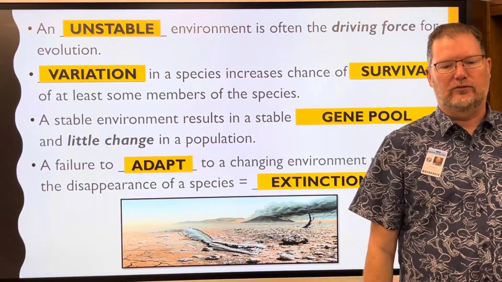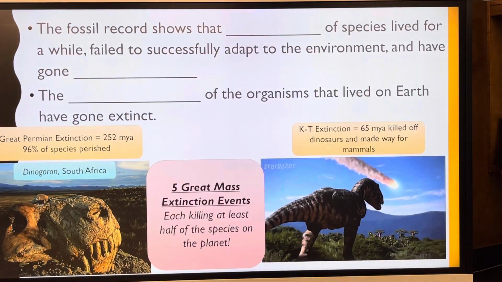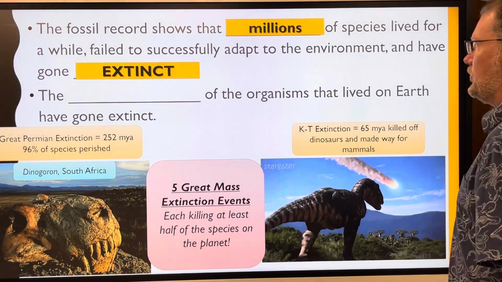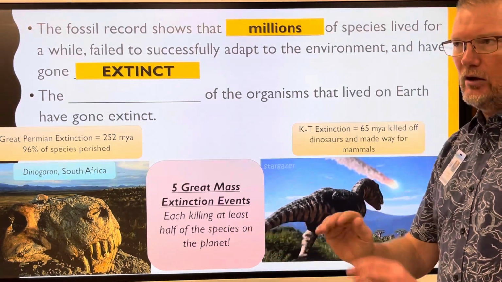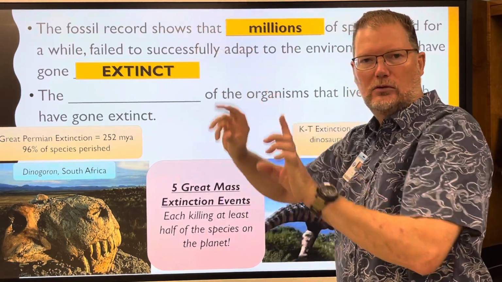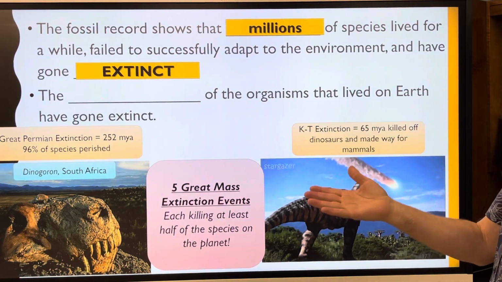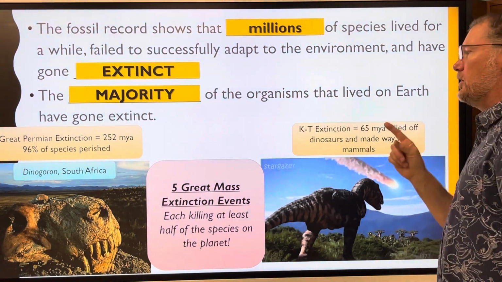They were able to survive. Hibernate. The fossil record shows that millions of species lived for a while, failed to successfully adapt to the environment, and have gone extinct. Virtually every fossil we find is no longer a species. They died, their species died off, evolved into something else, that is, the remnants today, like birds and lizards and snakes and things like that. So the majority of organisms that have lived on Earth have gone extinct.